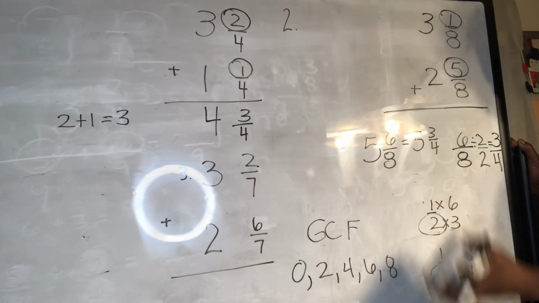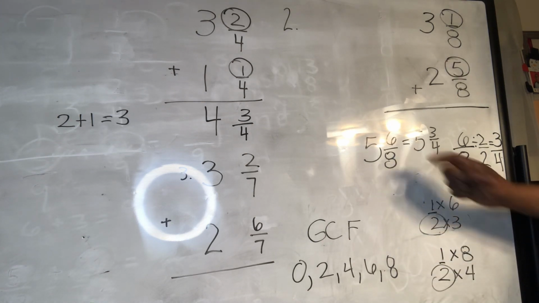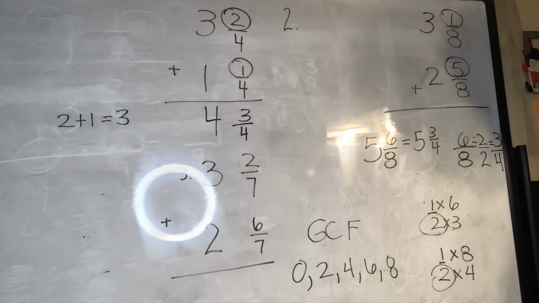And that is the answer to 3 over 8 plus 2 and 5/8. The answer is 5 and 6 over 8, which also equals 5 and 3/4.